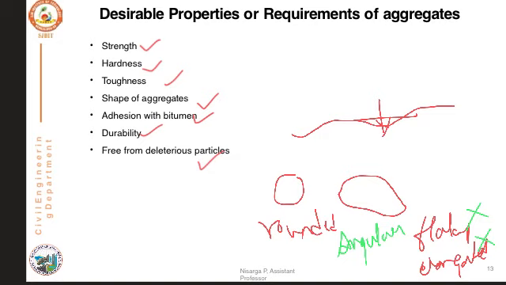And at last, the aggregates that we use in the road construction work must be free from deleterious particles. So it means to say that a specification for aggregates used in the bituminous mixes, usually we require aggregates to be clean, tough and durable in nature, and it should be free from excess amount of flaky and elongated pieces. And also when it comes to the fine aggregate, it must be free from dust or clay lumps and other objectionable material.